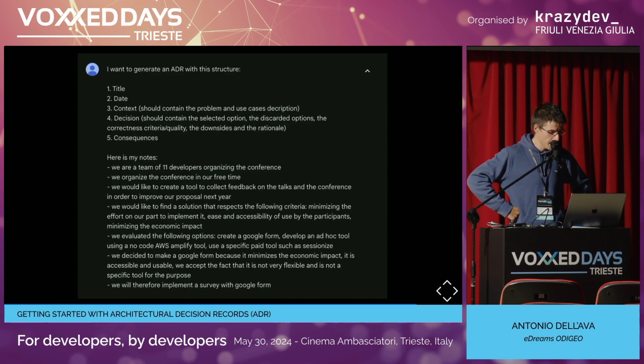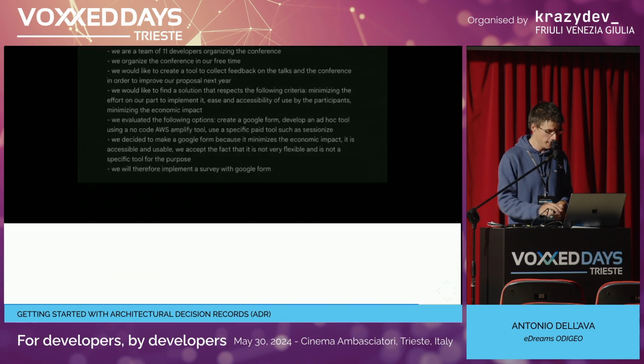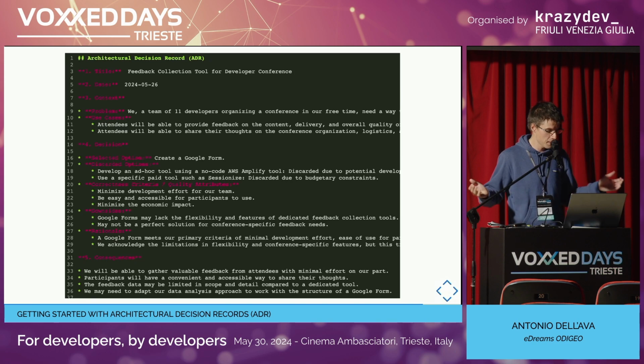And yeah, they decided to make a Google form because it minimizes the economic impact, it's accessible, and so on. As you can see, it's not a big effort. It's like taking notes on your decision making. You feed the AI, and the AI works for you. This is what the AI Gemini generated for me. It's perfect. Okay, it took me, I think, 10 minutes.